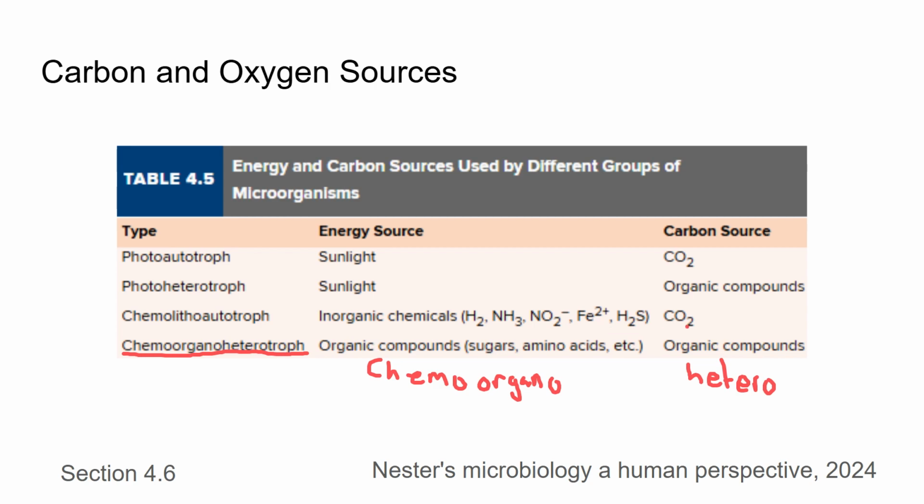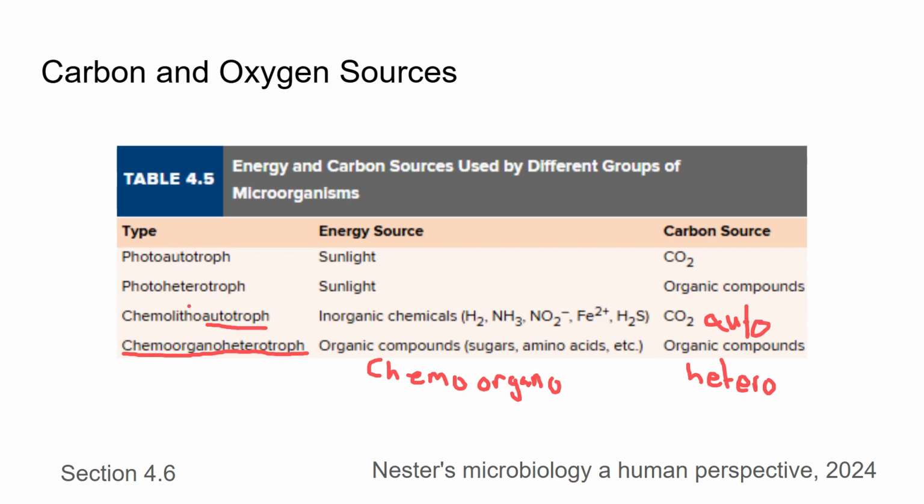And their carbon source, though, is going to be carbon dioxide. So it's going to grab the carbon from its environment. So with that, that's what we call an autotroph, if it gets carbon dioxide from the environment. Auto.